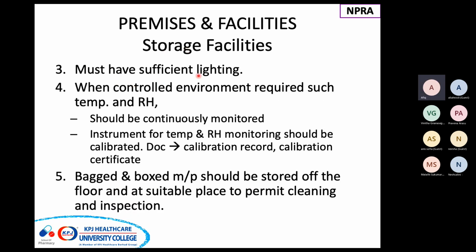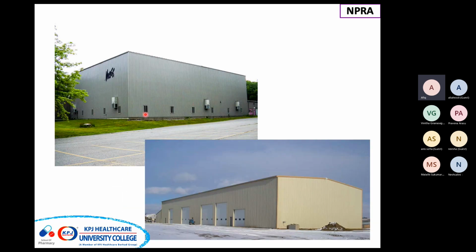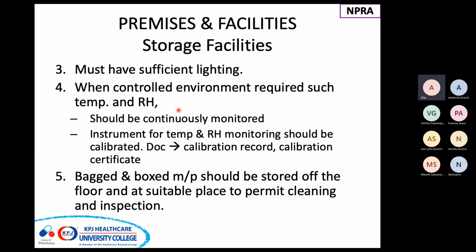And then they should have sufficient lighting, like the image here. They also include windows. This is for natural light, but you also must put a light source as well. And when a controlled environment requires such temperature and also relative humidity, they should be continuously monitored.